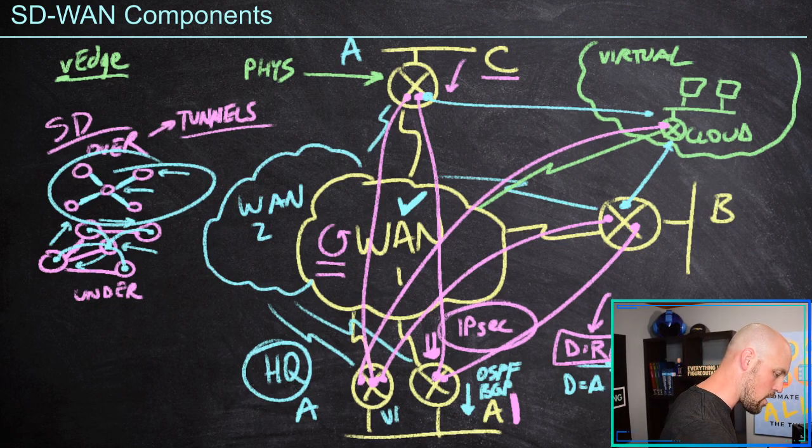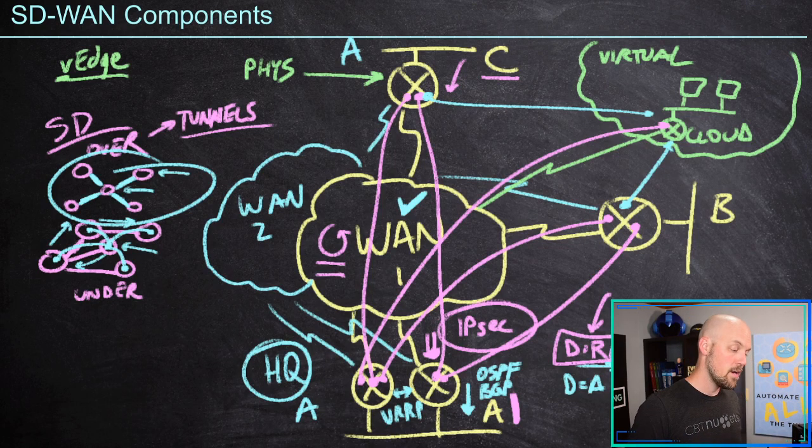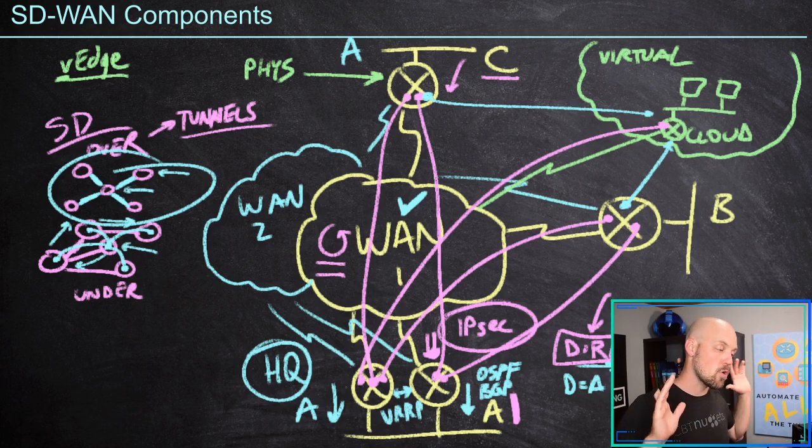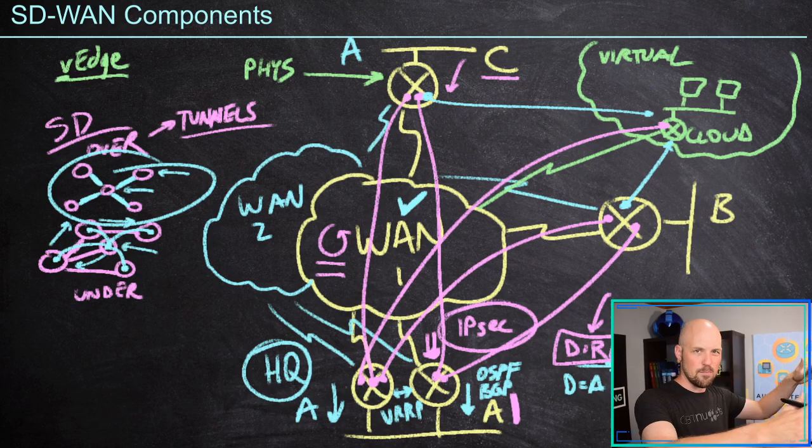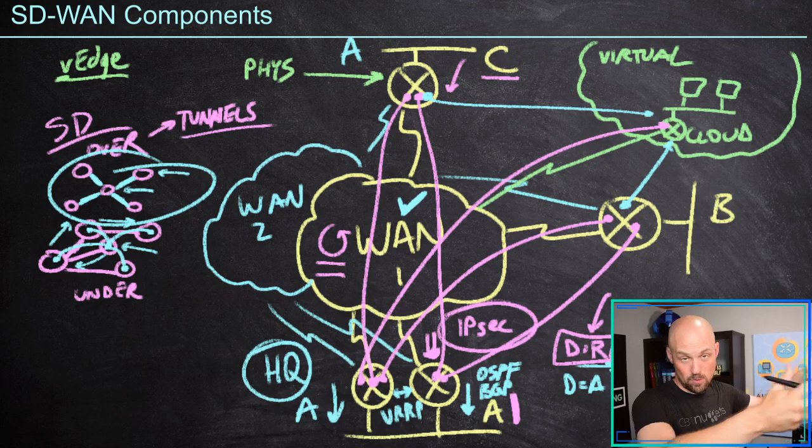And we also are going to run VRRP between routers that are on the same segment. All right, so we still run a lot of the same traditional routing protocols downstream, if you want to call this downstream, from the edge routers, but upstream we're no longer running BGP to the WAN service provider. That's what we used to have to do.